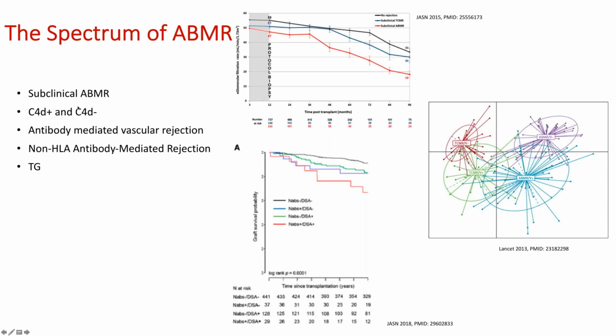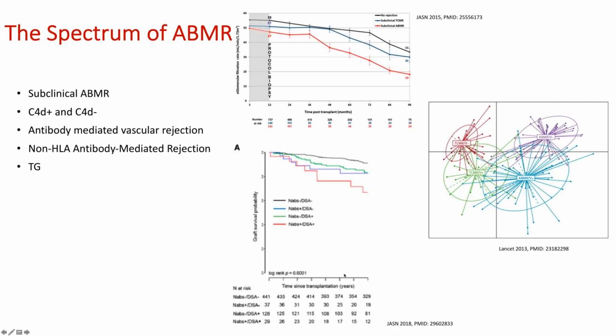So we learned about subclinical ABMR, C4D positive and C4D negative ABMR, and antibody-mediated vascular rejection. And then, of course, TG is the one that we are dealing with now. And in between, something known as non-HLA antibody-mediated rejection. So again, what is it? When we repeatedly say antibody-mediated rejection, we mean, for all practical purposes, anti-HLA antibodies. But as you well know, there are several other non-HLA antibodies that could also cause antibody-mediated rejection.